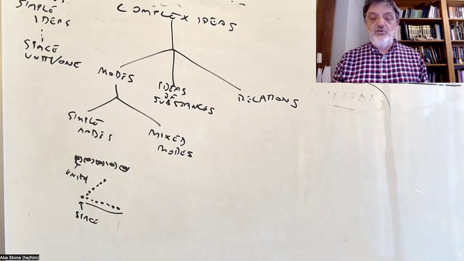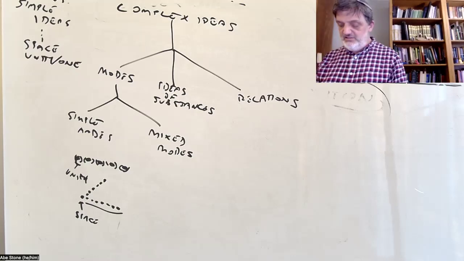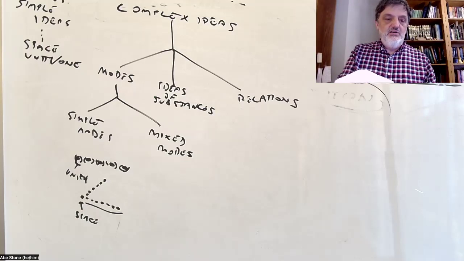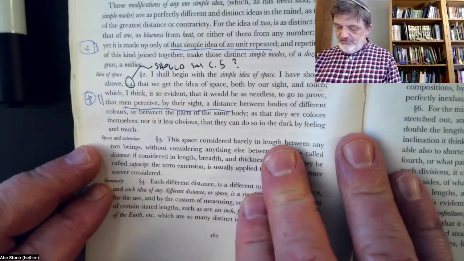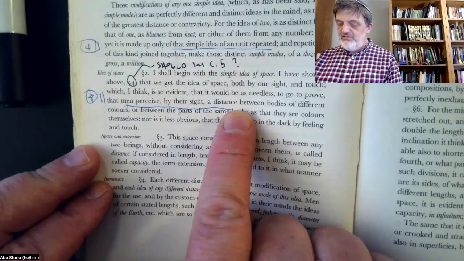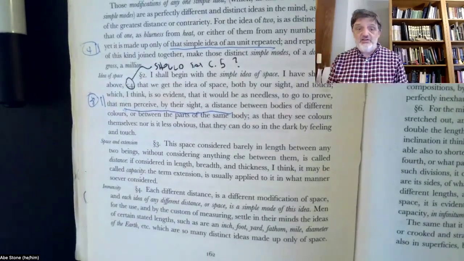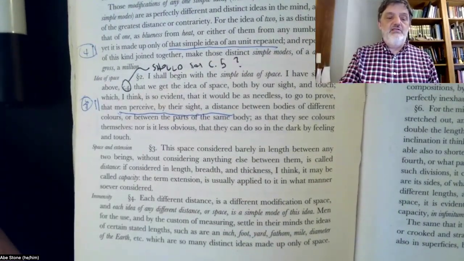And so how does it come in? Well, so Locke says, this is book two, chapter 13, section two on page 162. Men perceive by their sight a distance. Right? So what we perceive is space plus limit.